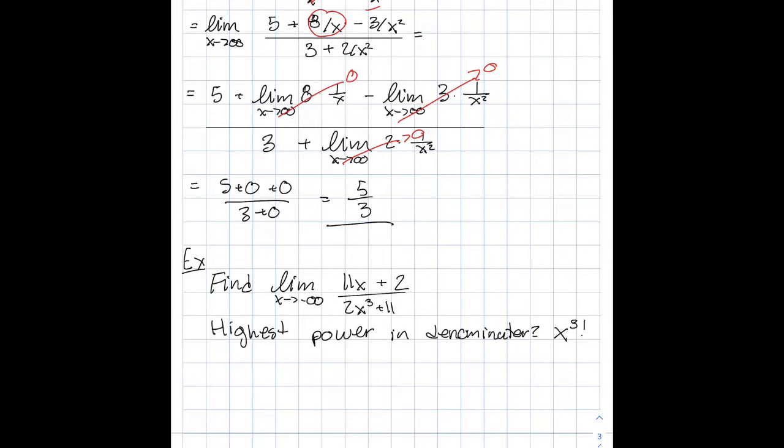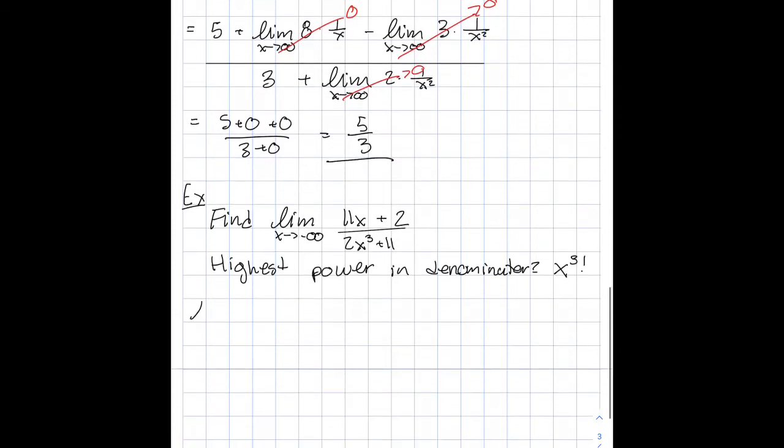It's x cubed. Good job. So the limit as x goes to negative infinity of 11x plus 2 divided by 2x cubed plus 11. Hopefully with practice, this process gets a little faster for you.